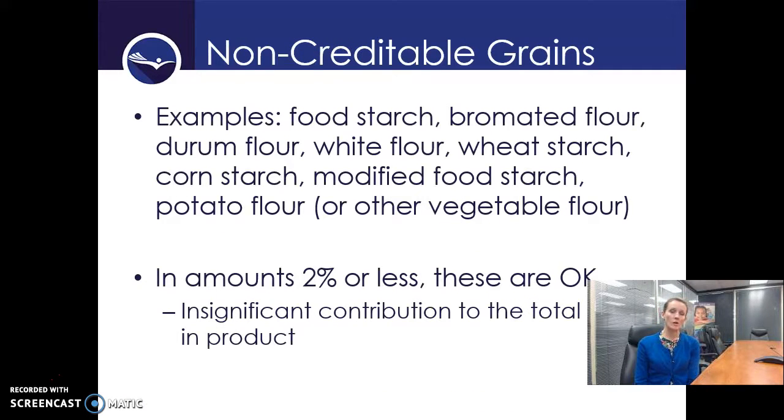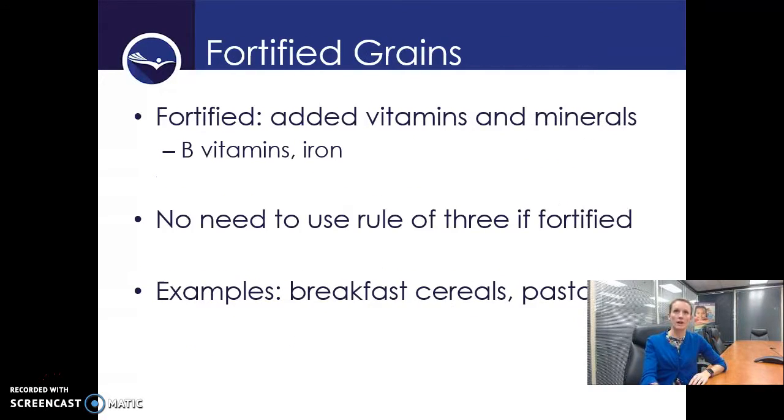You also might see some non-creditable grains, including things like food starch or bromated or durum flour, white flour, other starches like wheat starch, corn starch, modified food starch, or any type of potato flour. So none of those are creditable as a grain in the CACFP. However, these ingredients are allowed as long as they're found in amounts of 2% or less. So if you've got a grain that's got three grain ingredients that are all a mixture of whole or enriched bran or germ, further on down the ingredient list, you see that 2% or less, and this is included in that 2% or less list, it's still okay because those ingredients would contribute such an insignificant portion to the total grain in the product that it would be all right.